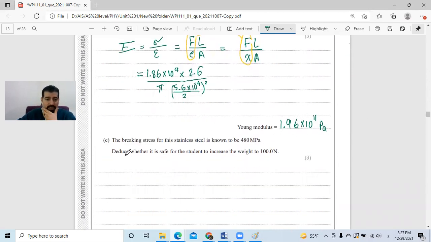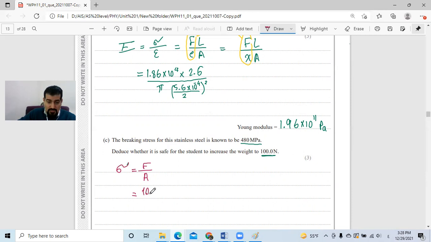That's the Young modulus for stainless steel. The breaking stress for this stainless steel is known to be 480 megapascal. Deduce whether it is safe for the student to increase the weight to 100? Let's find out. We have the formula for stress equal force over area. So we'll find whether the stress, by increasing the force to 100, is more or less than this point. If it's more, it's not safe. If it's less, it's safe.